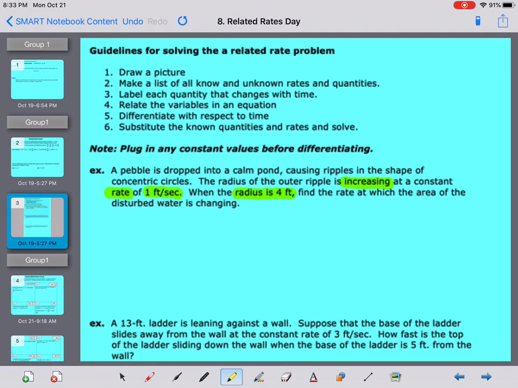Find the rate at which the area of the disturbed water is changing. So now we're looking for the rate of the area. What we did is we just read it to understand our problem. So the reading and underlining, all of that, is what I consider to be the understanding of the problem. Sorry, that is terrible writing, so let's try that again. Like I said, the reading is the understand part. We just want to know what's going on in the problem and wrap our heads around it.